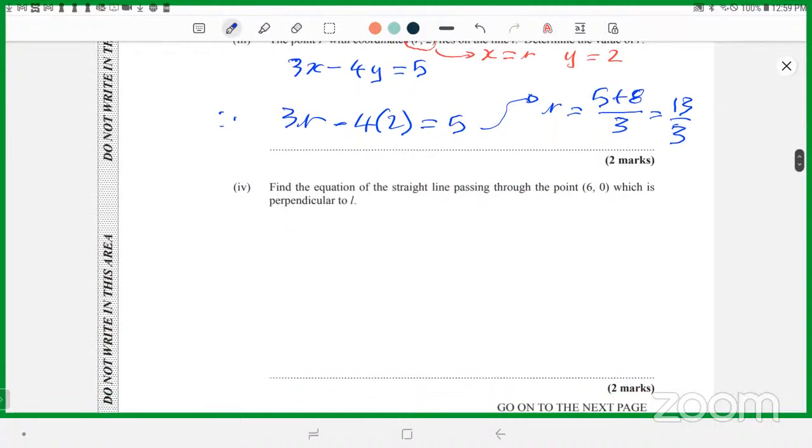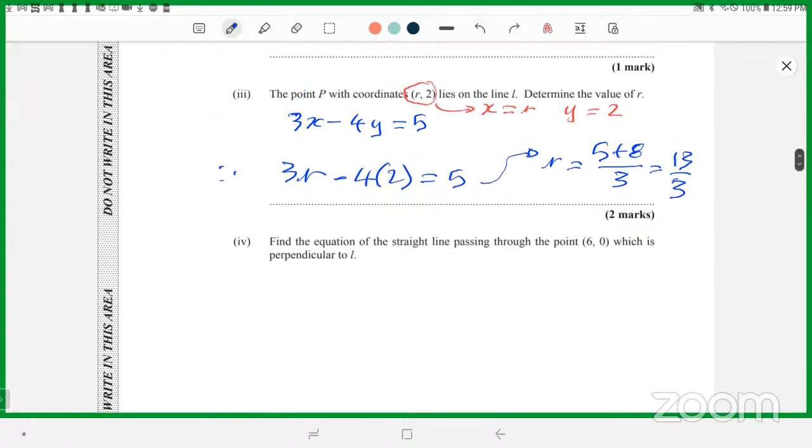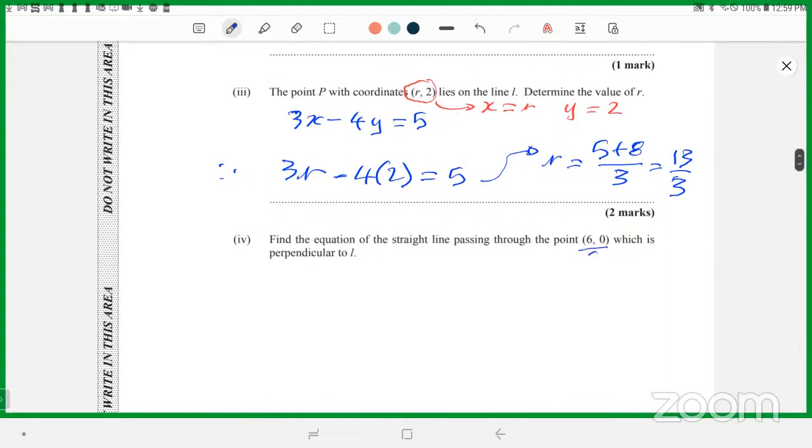It says now, find the equation of a line passing through this point. I'm going to call this point P originally. So let's call this point down here Q. That's our reference. Let's call that point Q so we can reference it. All right, you can call it anything you want. I'm just calling it Q as a reference.